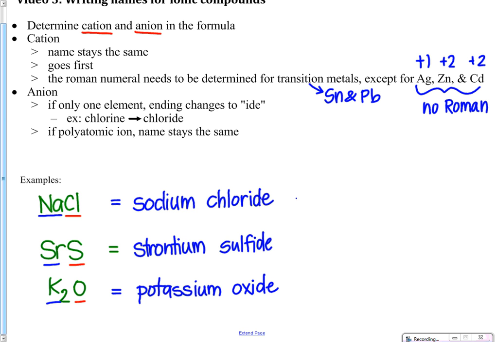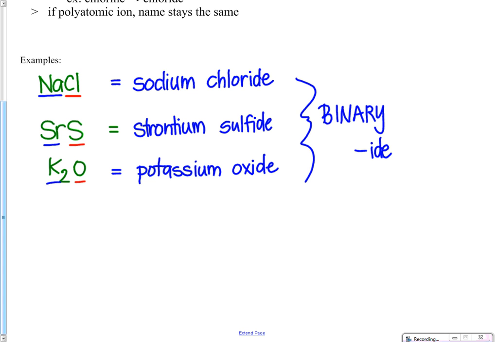These three examples are all compounds that are called binary. Binary compounds have 2 elements in them, and if you'll notice, they all end in ide. Now to do some more examples that are not binary, these will involve a polyatomic ion. Let's try something like Rb2SO4.